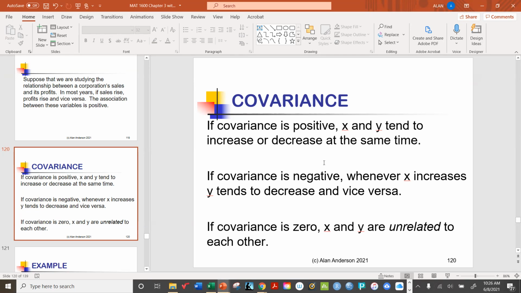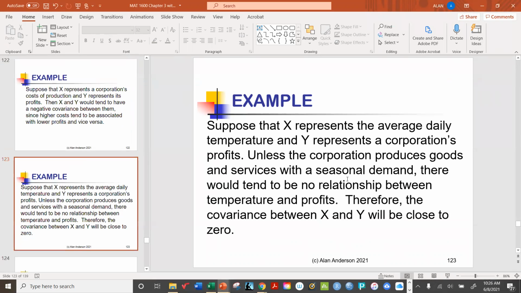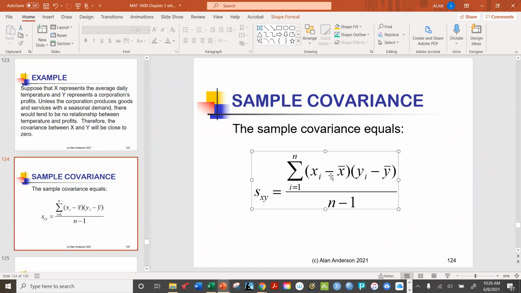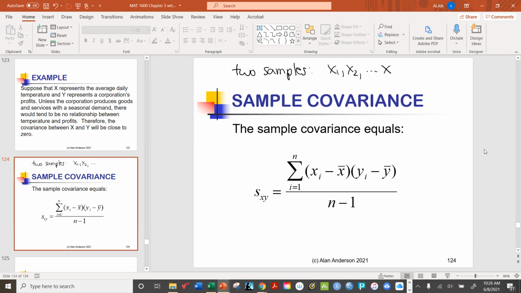All right, so let's jump ahead here a little bit. Now, this is the formula for the sample covariance. Now here, there's a separate formula for the sample version and the population version. There's just a couple of things that are different here. First of all, there are two samples instead of one. And in the first case, the sample elements are x's, and in the second case, they're y's.